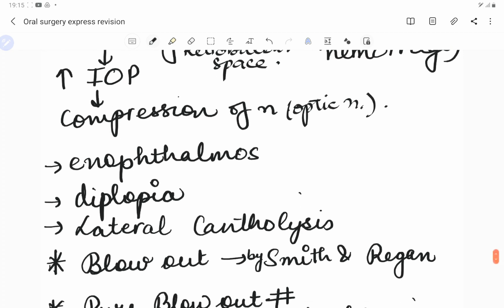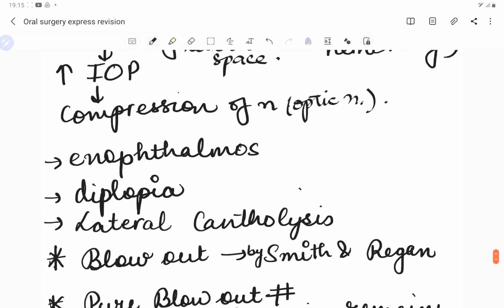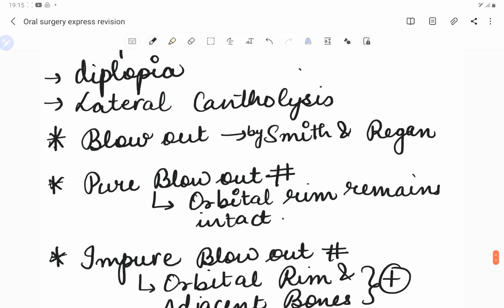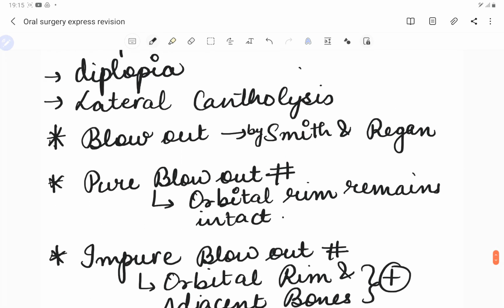Then we also see the enophthalmos, which is basically the inward sinking of the eyeball, since due to the fracture of the zygomaticomaxillary complex and the associated orbital fracture, there is expansion of the bony orbit. Because of that we see the enophthalmos, basically sinking of the eyeball, the eyeball goes inside because of the trauma. We also see the diplopia, which is double vision or blurred vision. We also see the lateral cantholysis, which involves the lateral canthus, right?